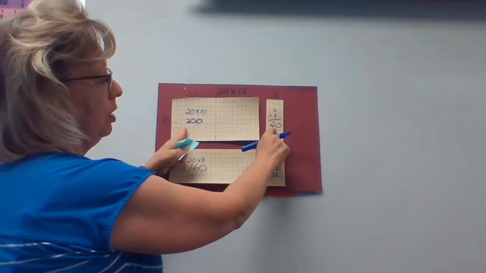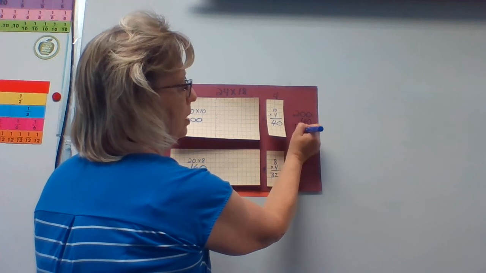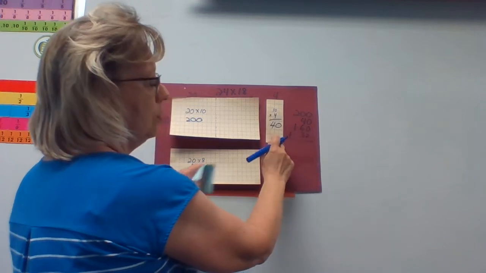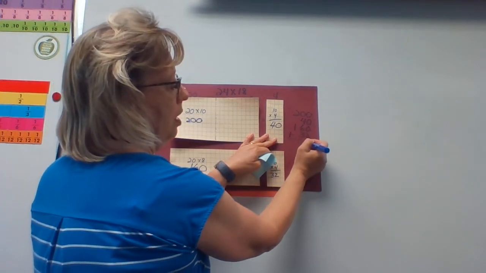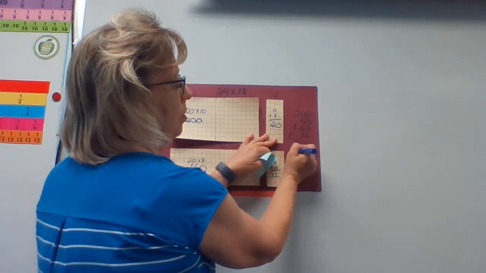So to solve 24 times 18, I'm going to take my 200 plus the 40 plus the 160 plus 32. And if I add those 4 numbers together, a 2 in my ones column, 10 plus 3 is 13, and that gives 432 square feet for the area of this new deck I was planning. So that is using the area or the array model to solve 2 digit by 2 digit.